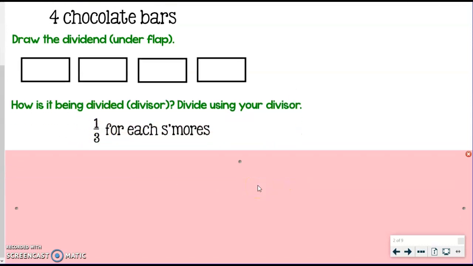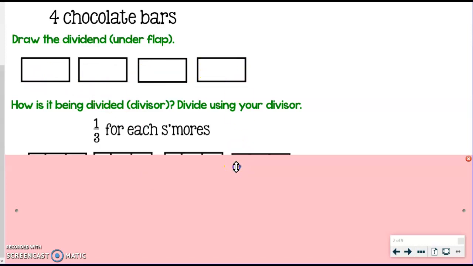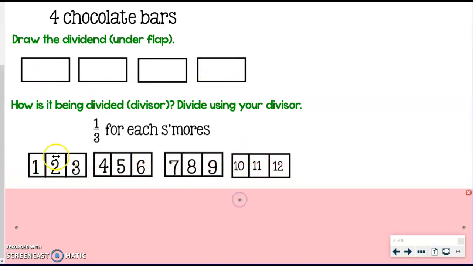What you're going to do is take these 4 rectangles. I'm going to show a separate one here, but you're going to just draw right on the 4 you already have. You don't need to draw another 4. You're going to break them up into thirds. See how I drew 2 lines, and so it makes 1, 2, 3 pieces. You're going to do that for each one. So you're taking your 4 chocolate bars and dividing them by 1/3, breaking it into thirds.